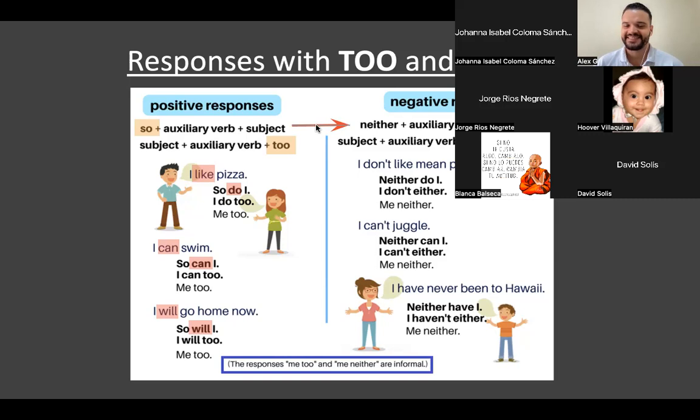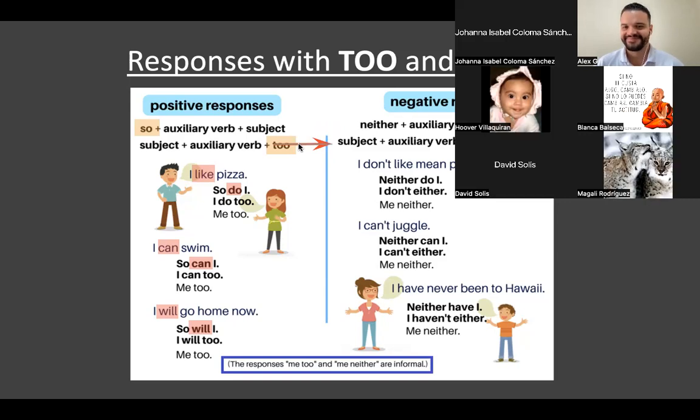Neither plus auxiliary verb plus subject. Or subject plus auxiliary verb plus not plus either. Excellent, very good. So you can see here we have an example. Thank you, Magali. Joanna, can you read the first example?